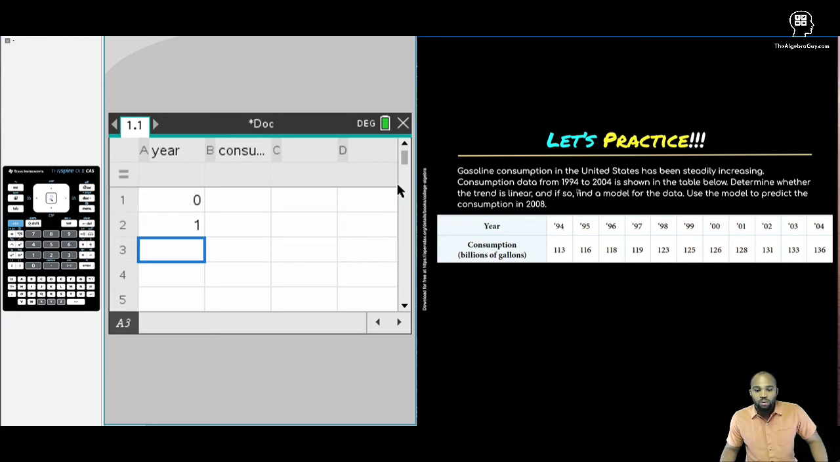So you normally want to start this way. If they're starting at 1994 or a big number like this, especially with time or years, start with 0 as your starting place and count up to where we need to go.